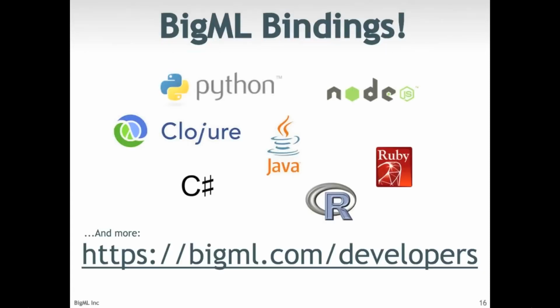Here are some of the languages for which bindings are currently available. You can find the full list, plus links to all of the bindings, documentation, and even a link to our online chat room at bigml.com/developers. Some of these bindings are maintained by BigML, and others by the BigML community. Since we use a lot of Python at BigML, it is typically the most up-to-date of the bindings, and is the one we will focus on in this presentation.